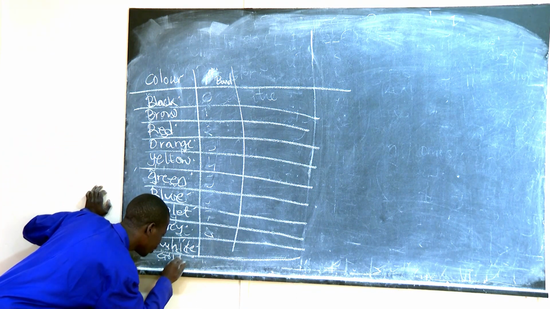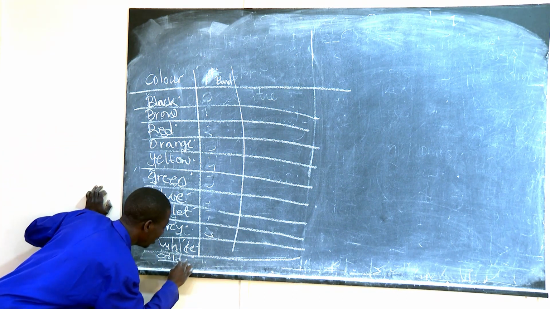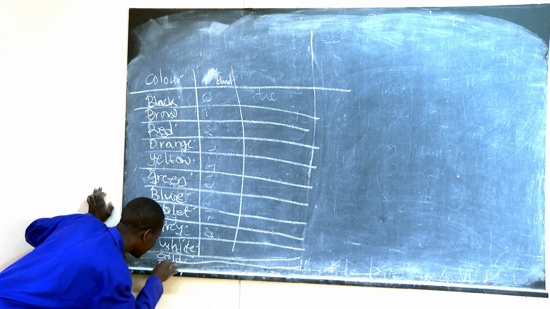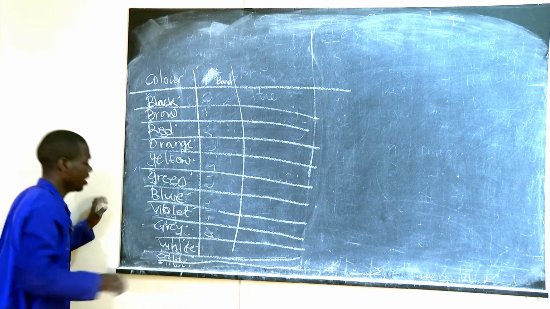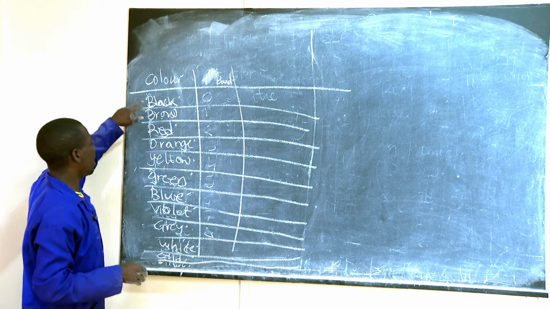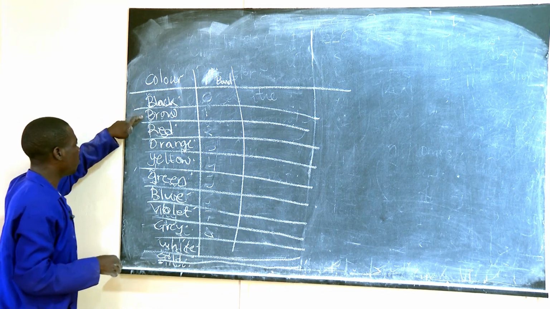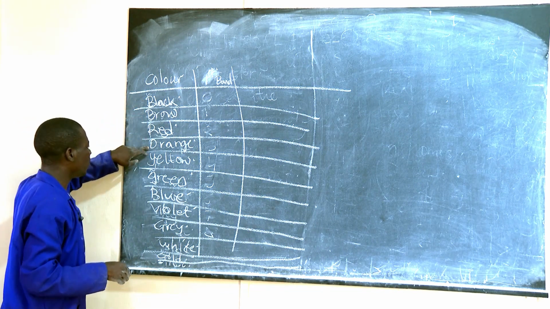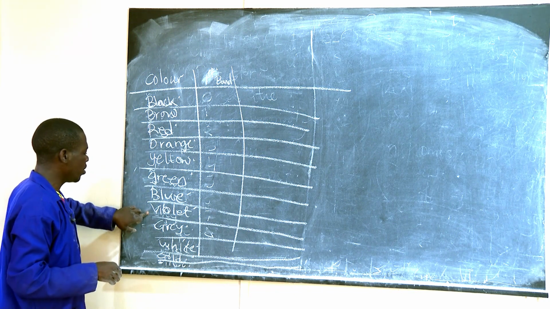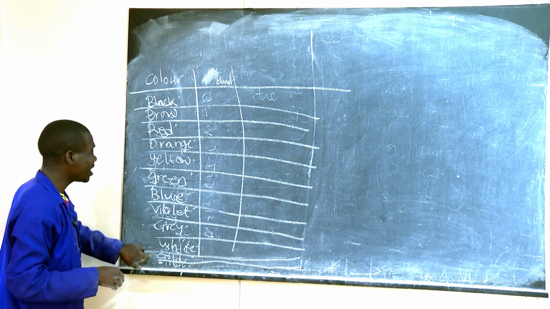Then the last one is silver. So here we have black, brown, red, orange, yellow, green, blue, violet, gray, white, gold, and silver.